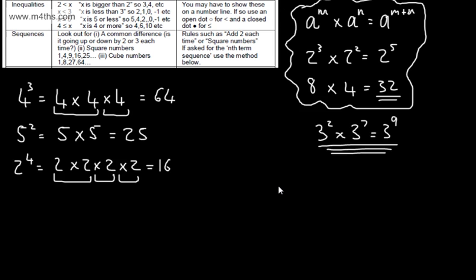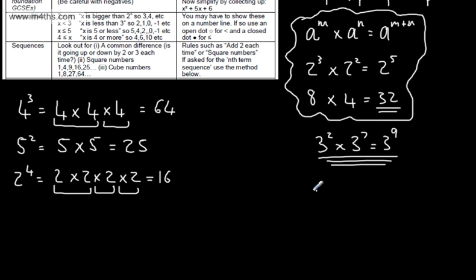So back to the rules of indices. Let's now look at the next one. A to the power of m divided by a to the power of n is a to the power of m minus n. Again, very formal. If we're multiplying, we add the powers. If we're dividing, we subtract the powers. So let's say I've got now 3 to the power of 6 divided by 3 to the power of 2. This is going to be 3 to the power of 4.